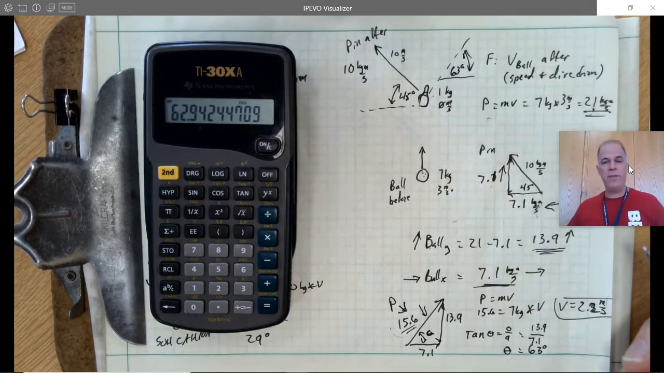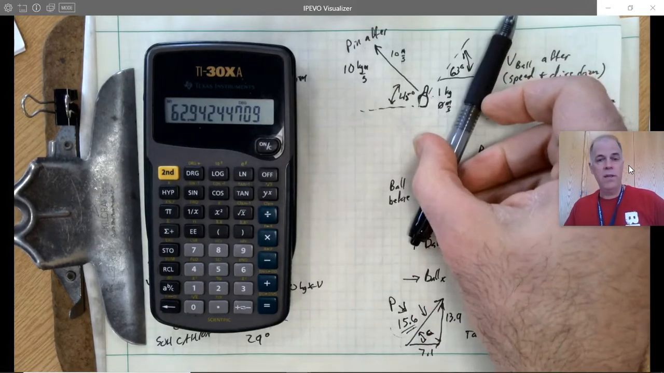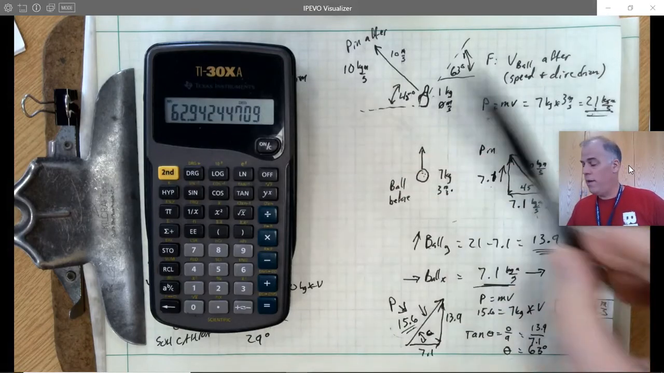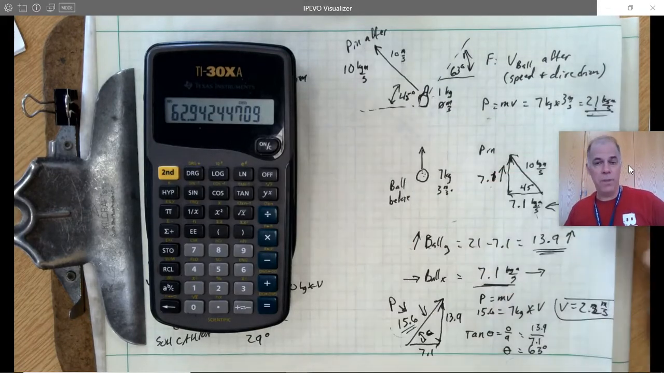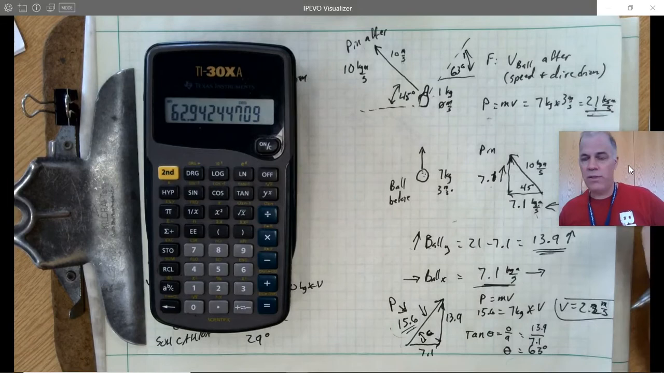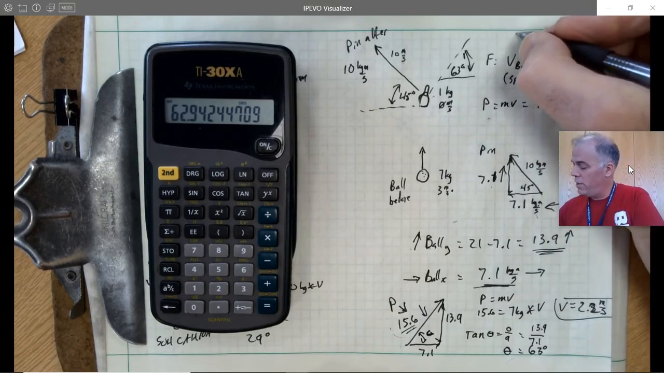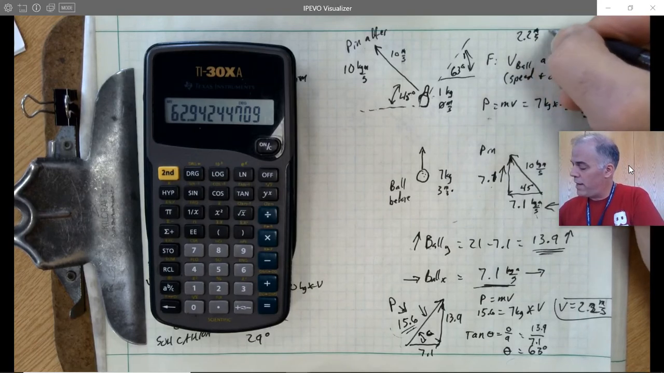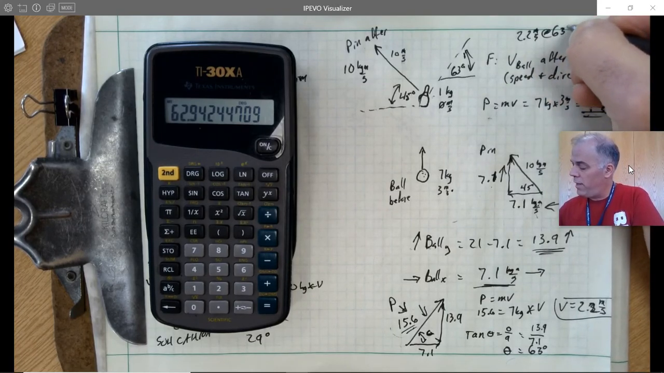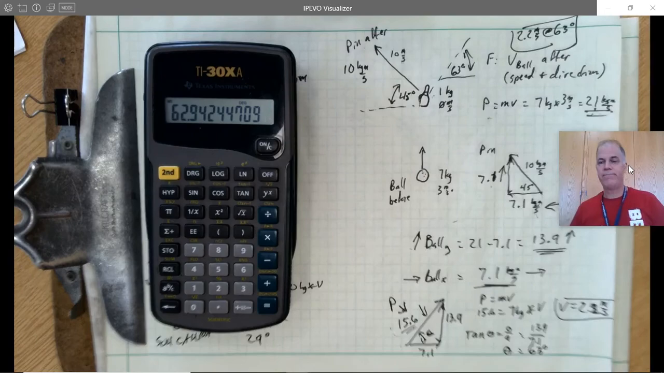And again, that kind of makes sense. The ball got deflected, but not as much as the pin did because the ball has more mass than the pin does. So from our experience, this answer that we get seems to make sense. So final velocity of the ball after is 2.2 meters per second at 63 degrees. That's our answer.